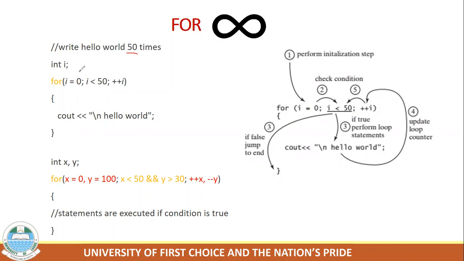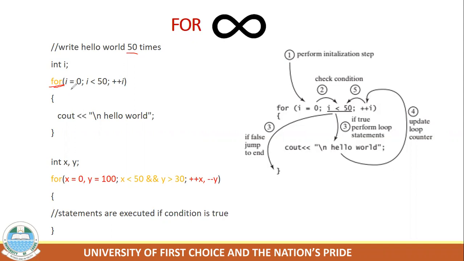So with our first statement, we want to write hello world to the screen. You just use your for loop. Now you use your for loop when you know the number of times you want to loop, or you want to iterate. You know the number of times you want to execute a statement. Then you use your for loop. So you ask yourself, 50 times, okay.